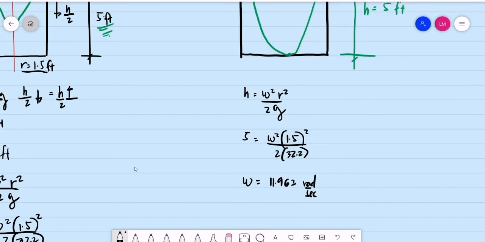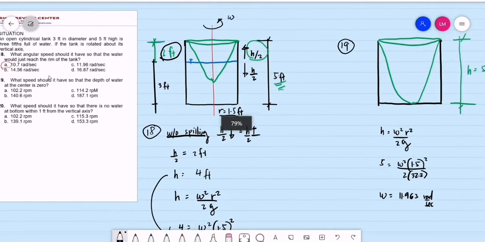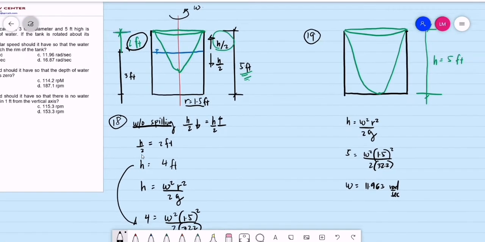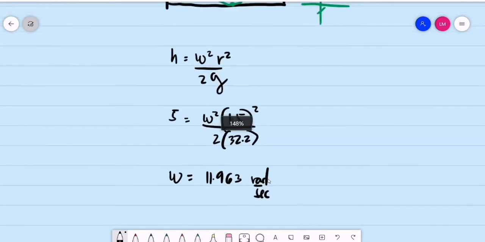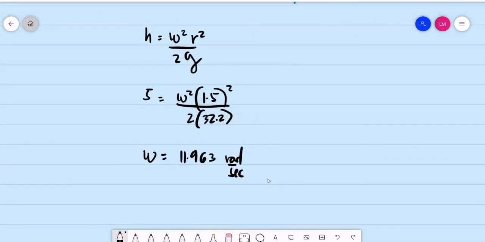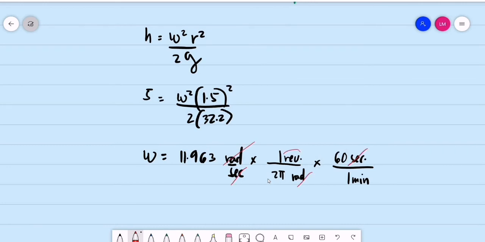But if we are to observe the unit of our choices, the required unit should be in RPM, or revolutions per minute. So all we have to do is convert this one. We are multiplying: 2 pi radians is the same as 1 revolution, then multiplied by 60 seconds is to 1 minute. If you are to do unit analysis, the remaining units will be the revolutions per minute, or the RPM.